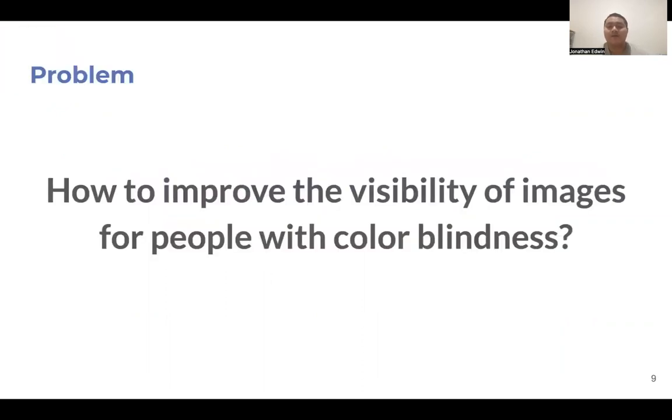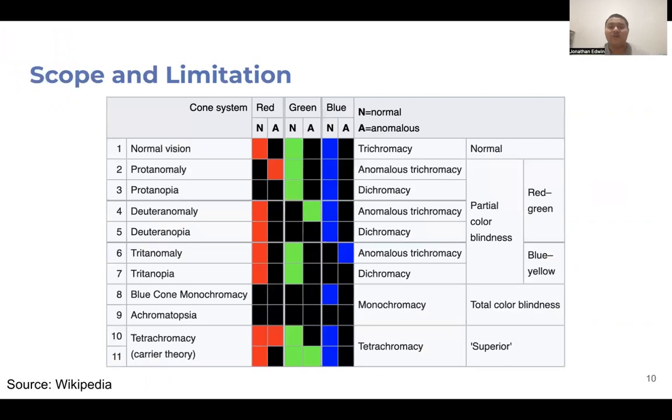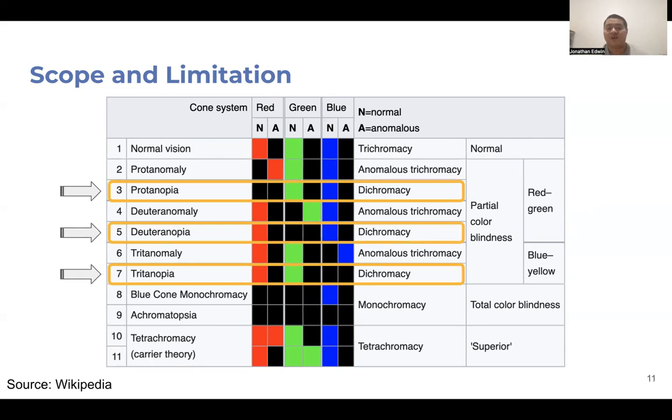So the problem that I'm going to raise here is how to improve the visibility of images for people with color blindness. And for this project, I'm going to have a limitation. As you know, colorblind people have an anomaly or don't have a red, green, or blue cone system, which is our color receptor in our eyes. For this project, I'm going to focus on these three, meaning they lack either the red, green, or blue cone system in their eyes.